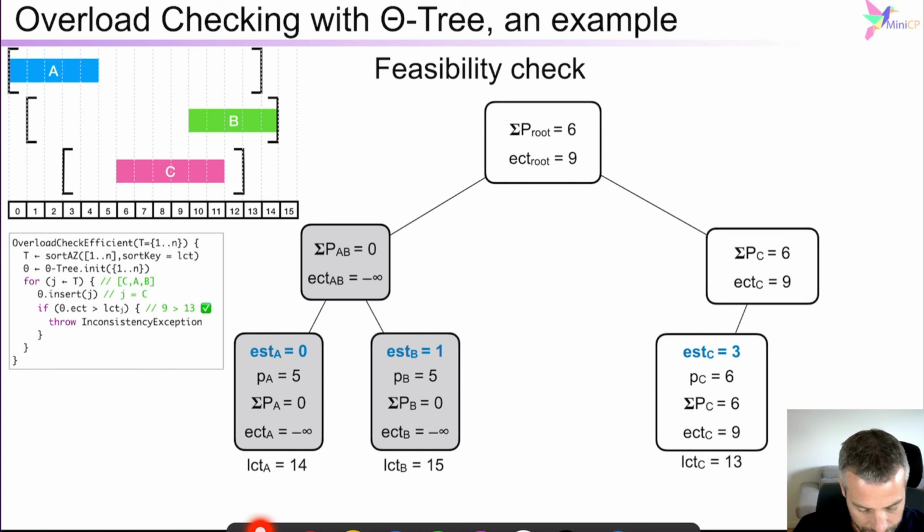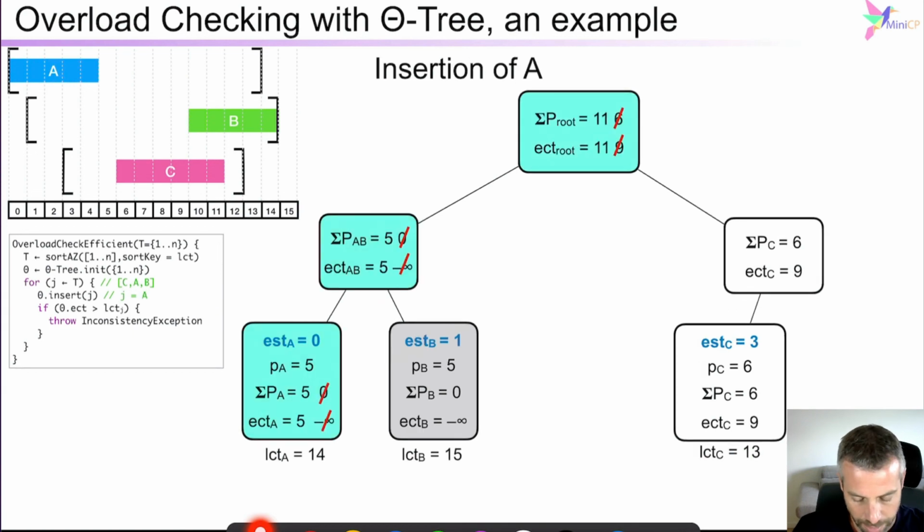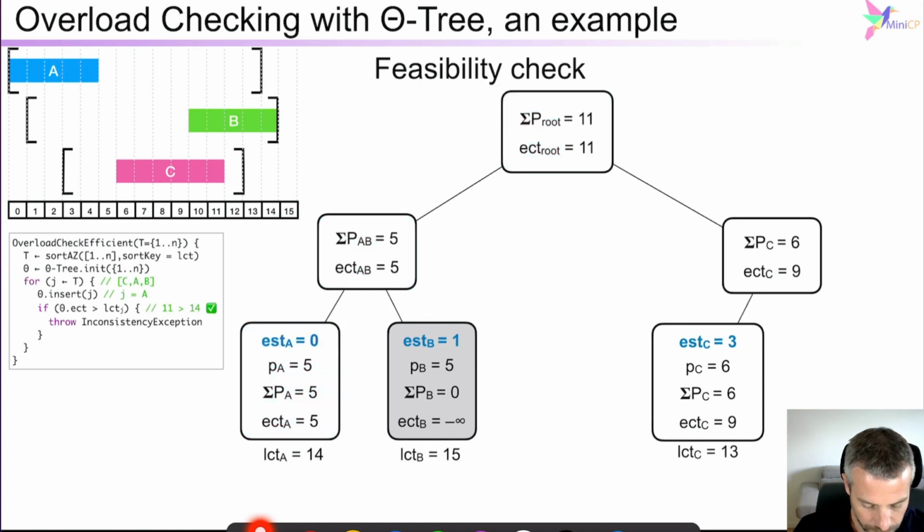The next activity that we will insert in this order is activity A, because that's the second one that finishes at the latest. We insert the activity A, we update everything up to the root node to reflect the fact that it is now inserted inside the set of the theta tree. And we do the verification, and now the check is 11, so the earliest completion time of A and C is 11, larger than 14, and 14 corresponds to this one, so 14, that's the latest completion time of A. It's not the case, so we should not detect an inconsistency at this point either.